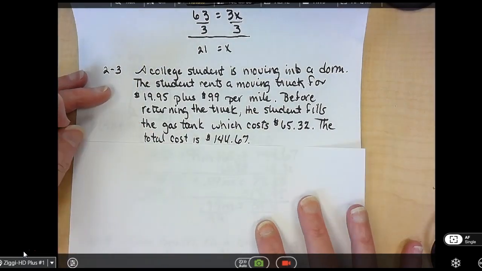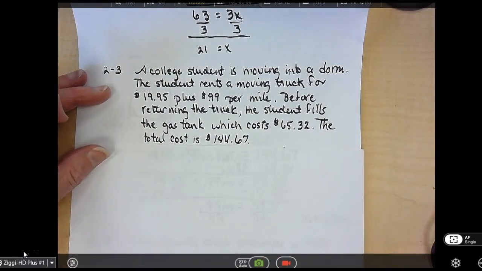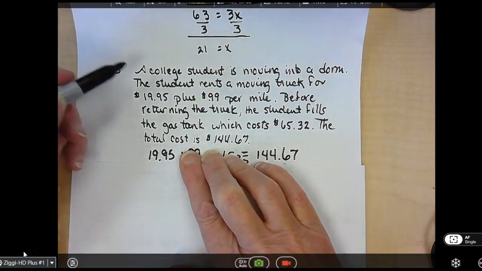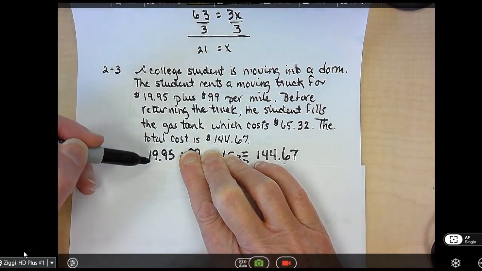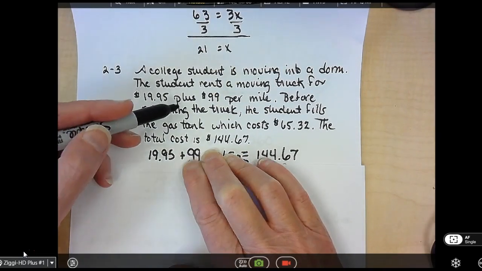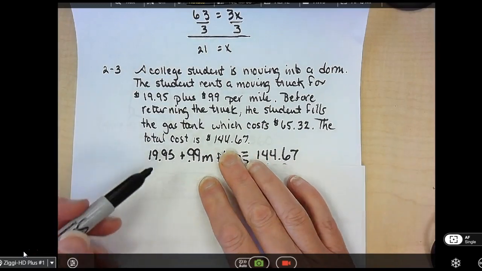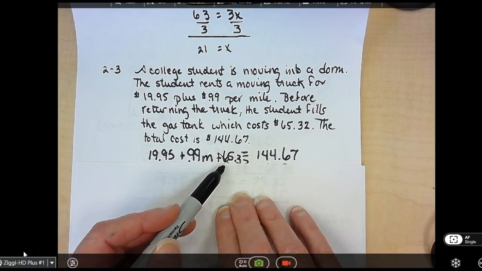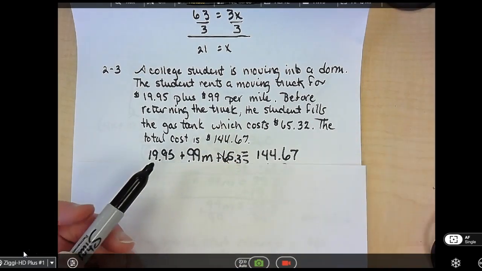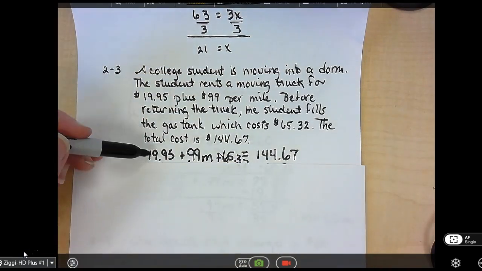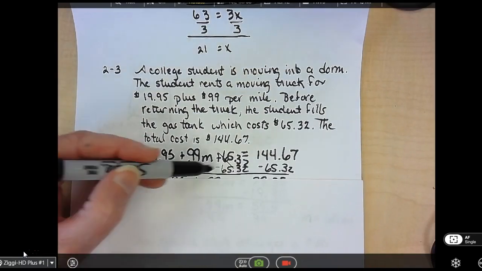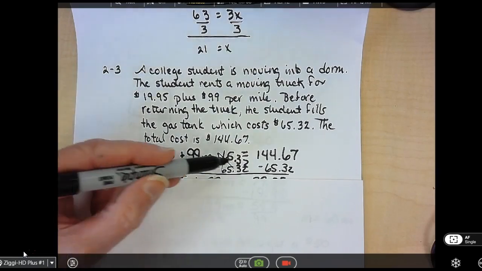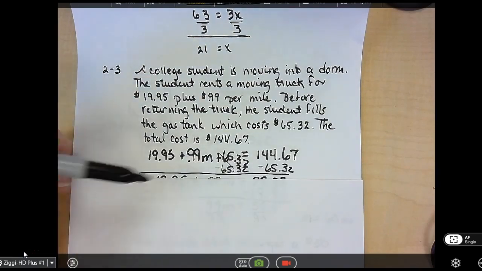So I can just write that it equals the $144.67 and then add all our parts up. So the first thing we had was the cost of the moving van, $19.95, plus 99 cents per mile, and then we had the cost of the gas, $65.32. So if you want, you can simplify first, add those two numbers together, or you can just start subtracting them off.